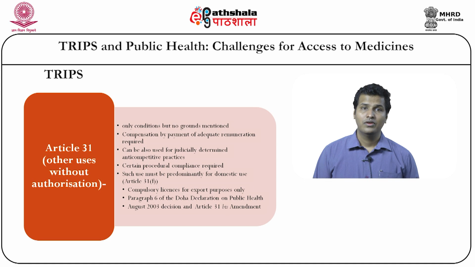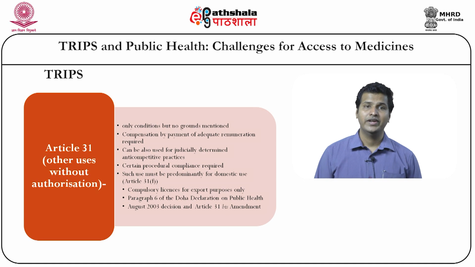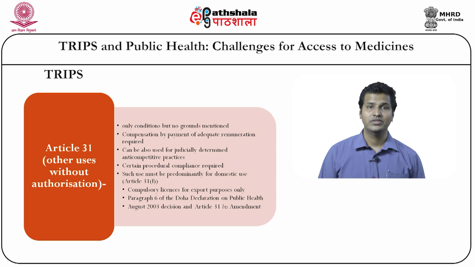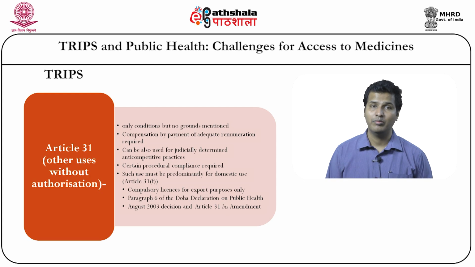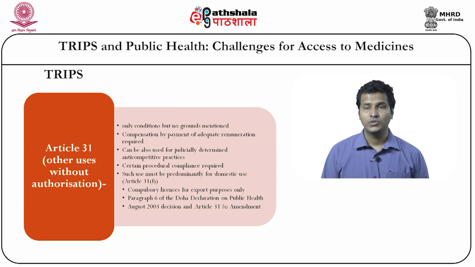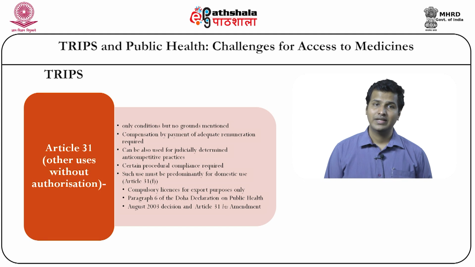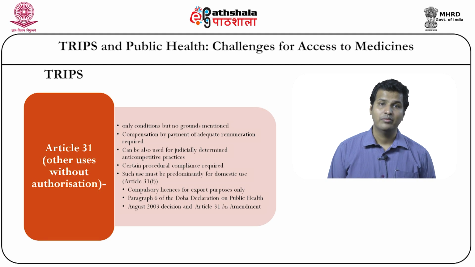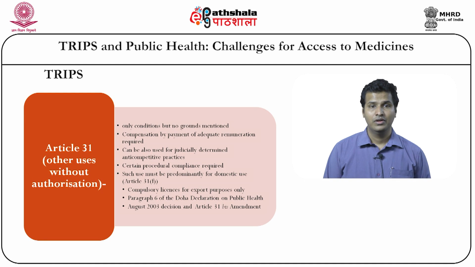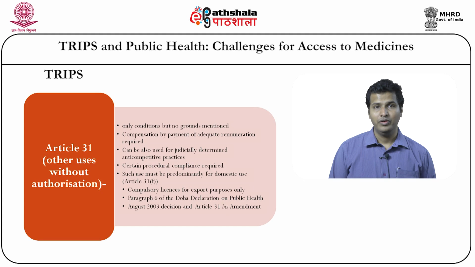Furthermore, such a procedure may be avoided in case of certain emergencies like national emergency, circumstances of extreme emergency, or public non-commercial use. Article 31 also requires, specifically Article 31(f), that whenever a compulsory license is granted, it shall be predominantly for the purpose of supply of the domestic market. Hence, there was a legal problem prior to the Doha Declaration on Public Health.